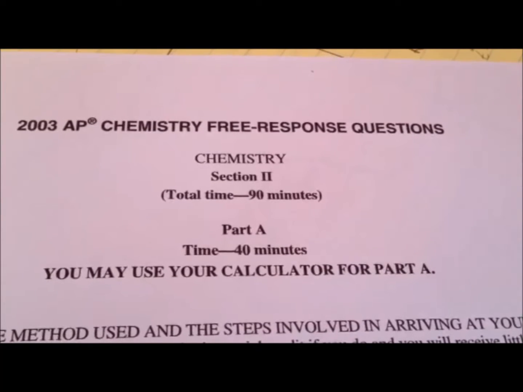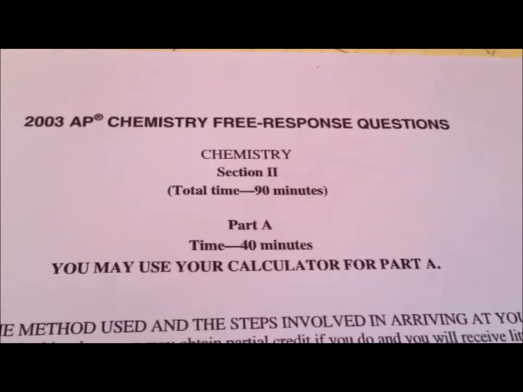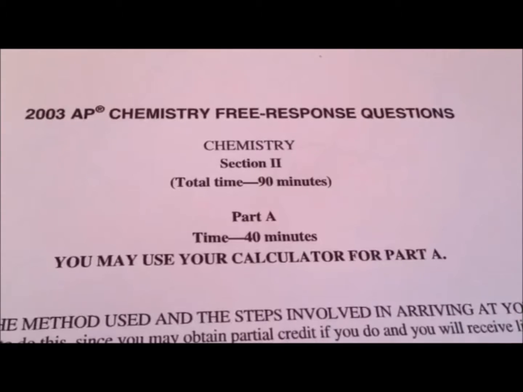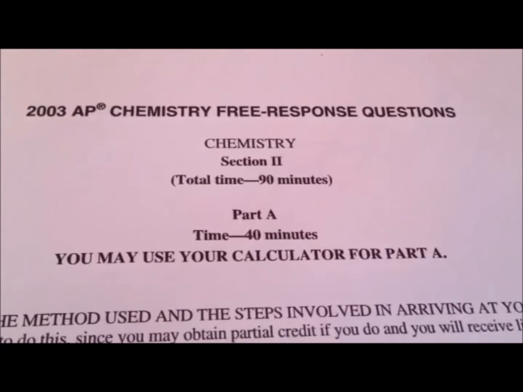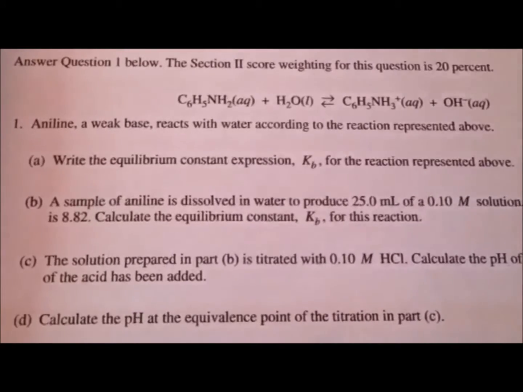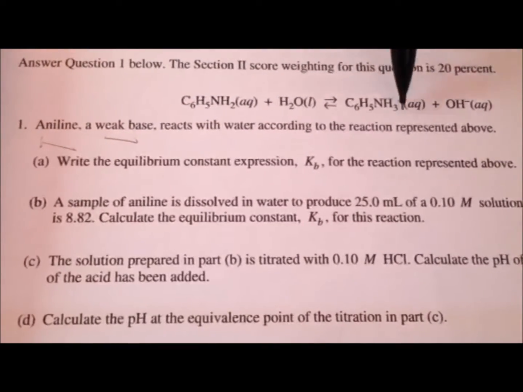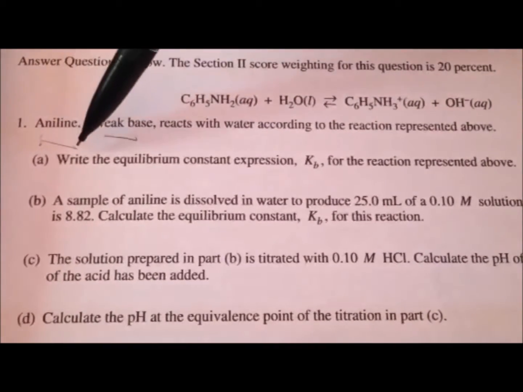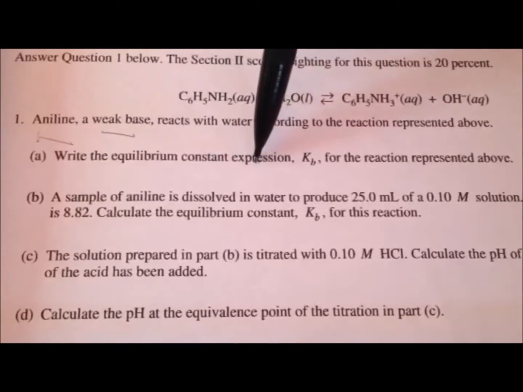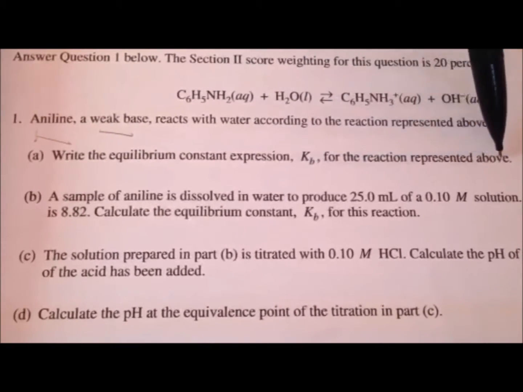Today I'm going to be showing you how to solve question 1 of the 2003 College Board AP Free Response section of the AP test. Question 1. Aniline, a weak base, reacts with water according to the reaction represented above. Part A. Write the equilibrium constant expression Kb for the reaction represented above.